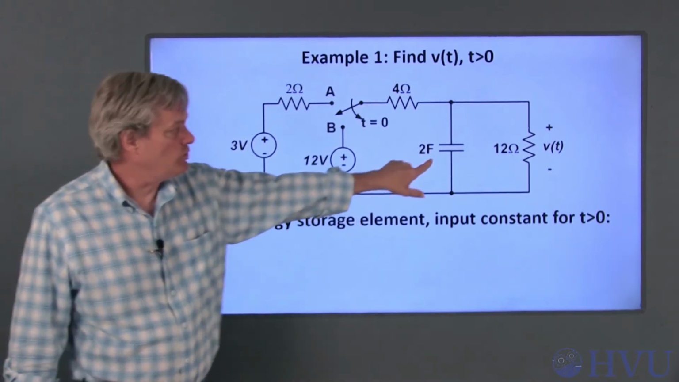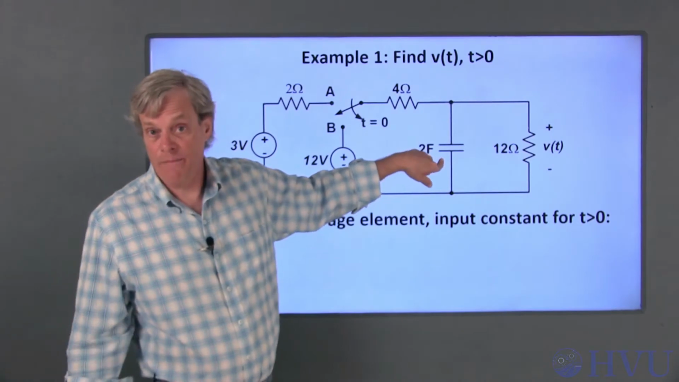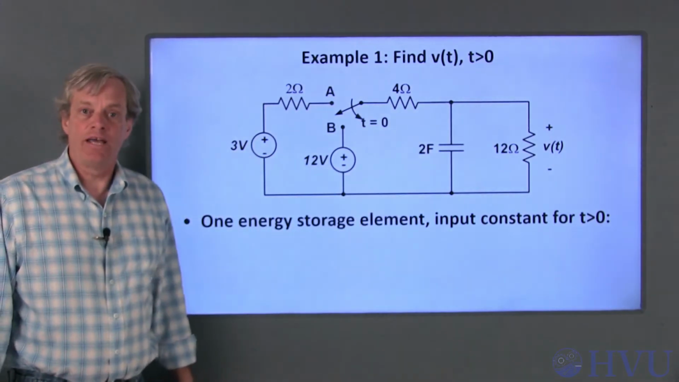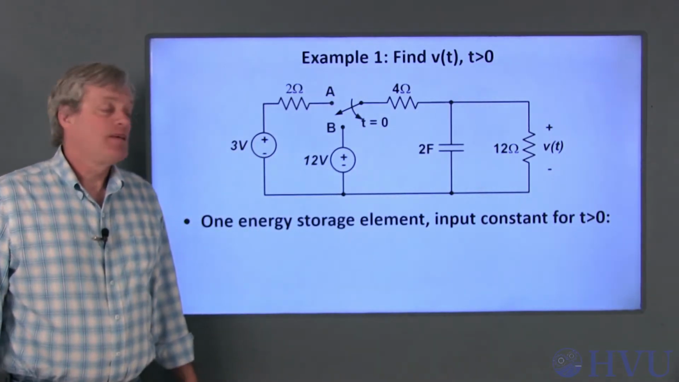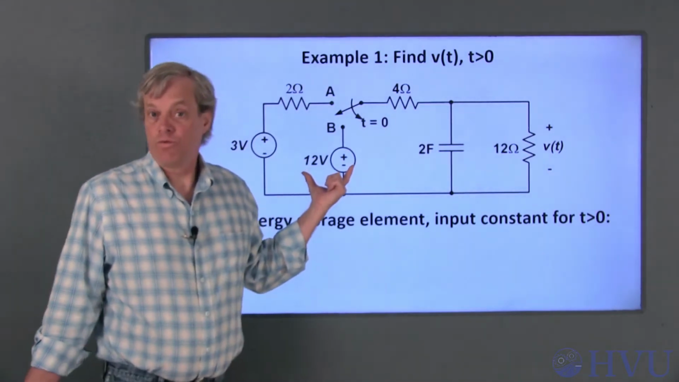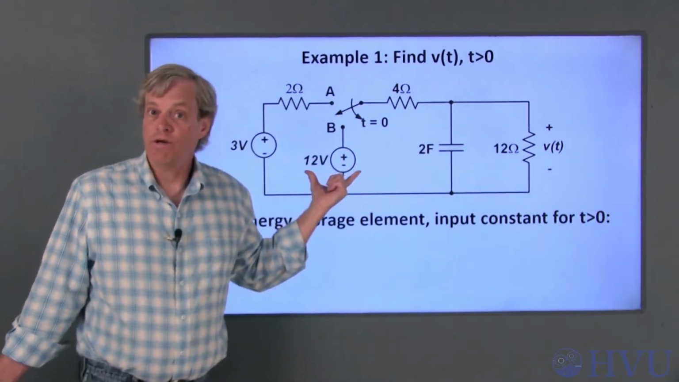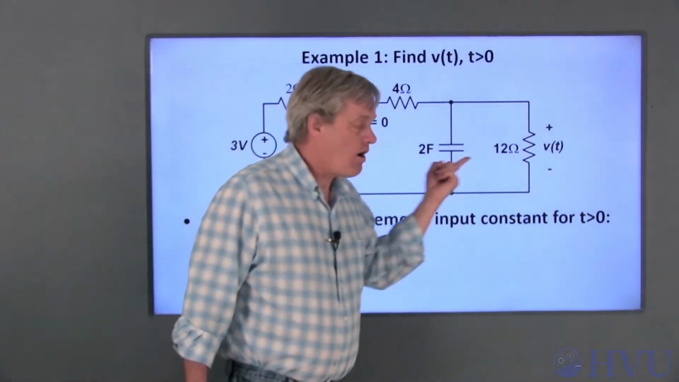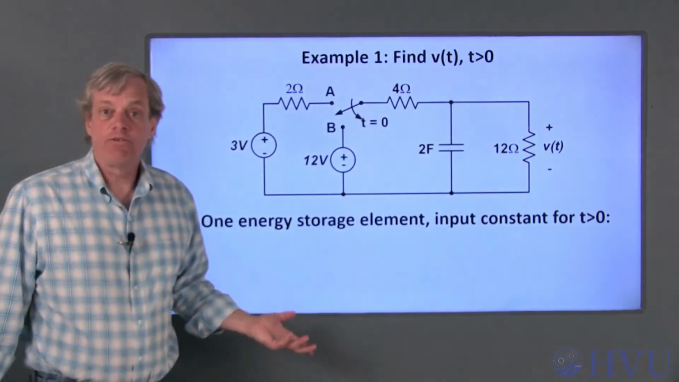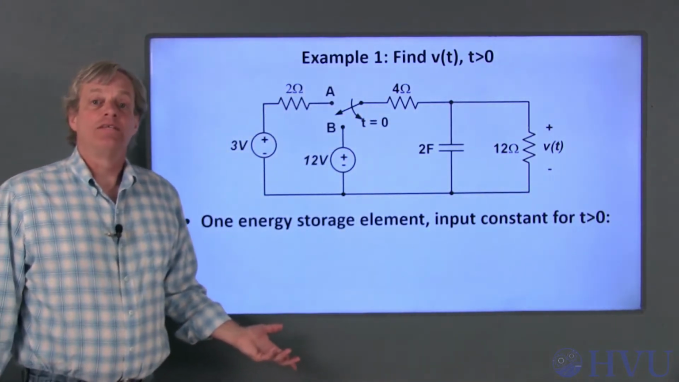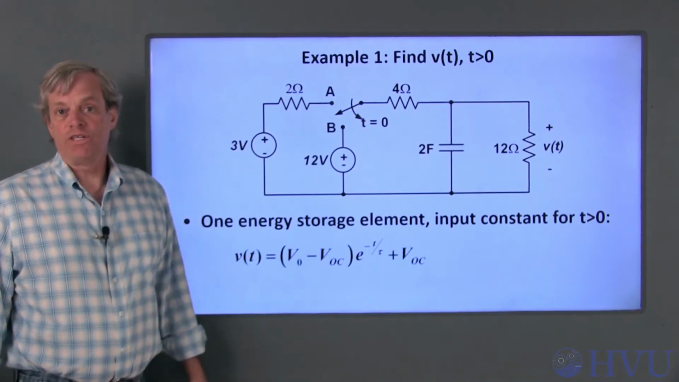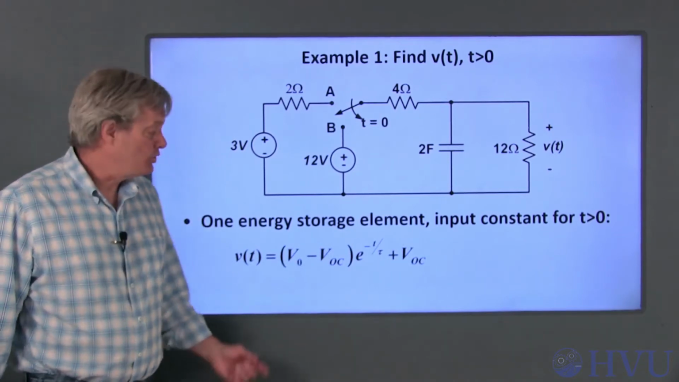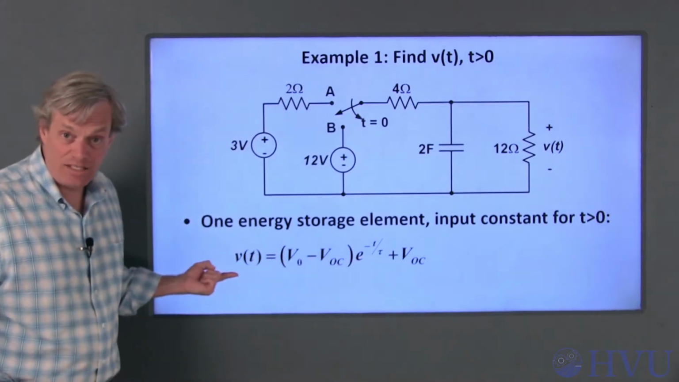This circuit has only one energy storage element, a capacitor, so it will be governed by a first-order differential equation. The applied voltage is constant, 12 volts, for time greater than 0. Our circuit elements are all linear, so the governing differential equation will be linear. Since we have a linear first-order differential equation with constant input, the solution to the differential equation has this form.